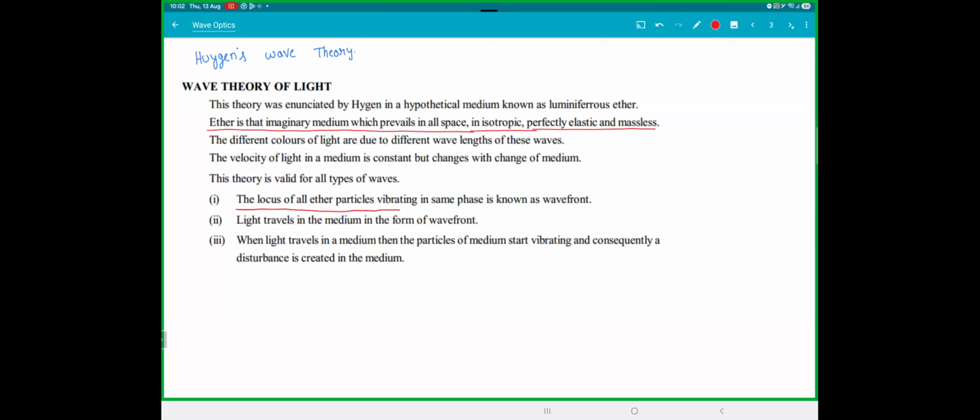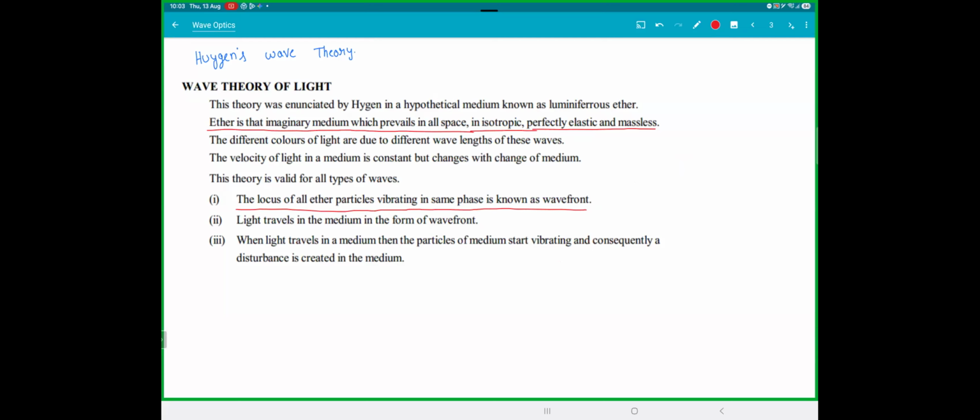He said all these particles which are vibrating in the same phase, it's called a wavefront. So think of a wave on a beach. When the wave is coming towards you, that whole thing which you see is called a wavefront. Light travels in the medium in the form of a wavefront. When light travels in a medium, the particles of the medium start vibrating.